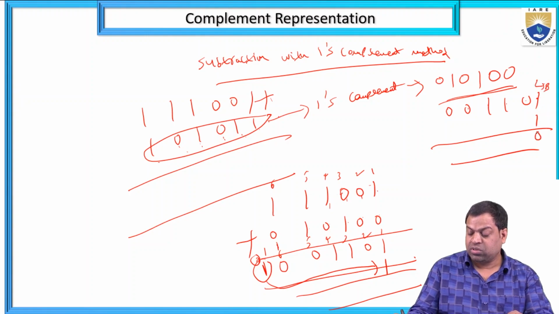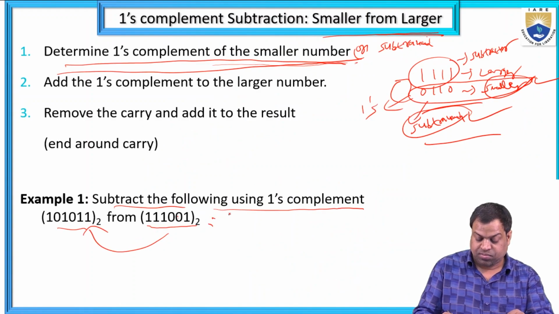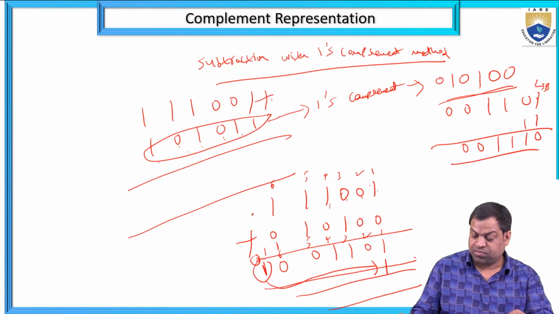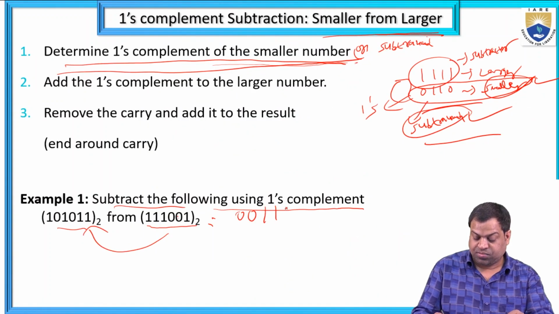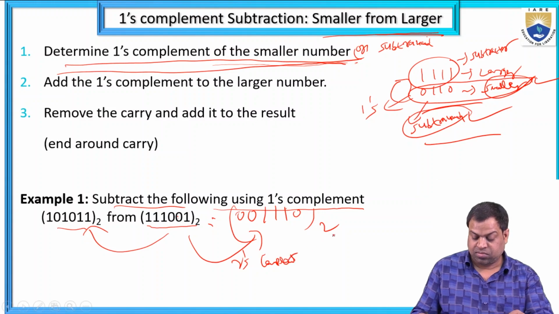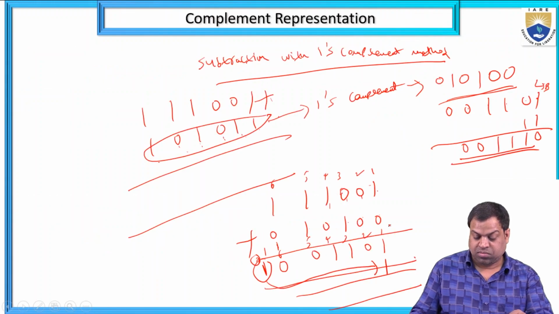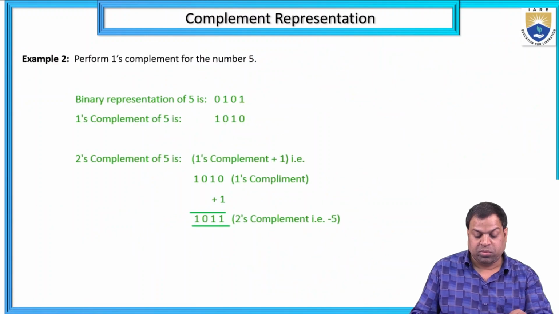1 plus 1 is 10, 0 and carry 1. 0 plus 1 is 1, and so on, giving 110000. So what is the result now? It is about the complement of the result.